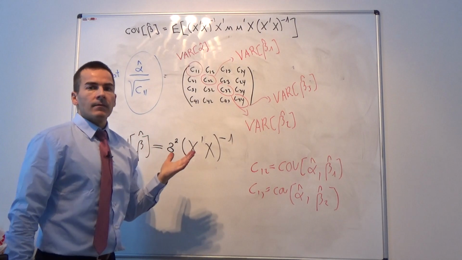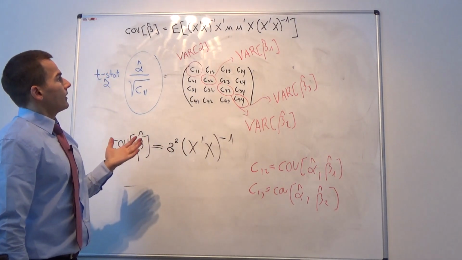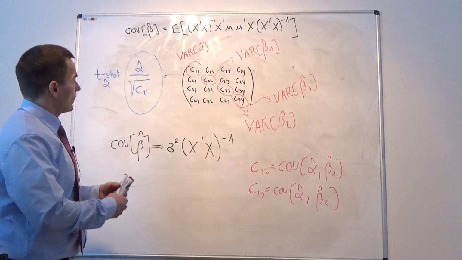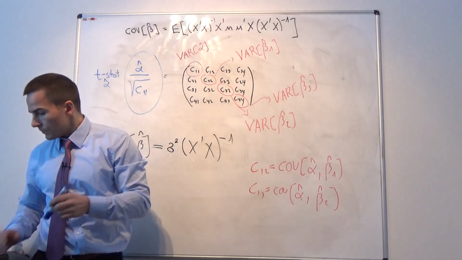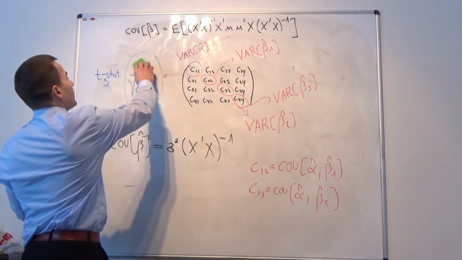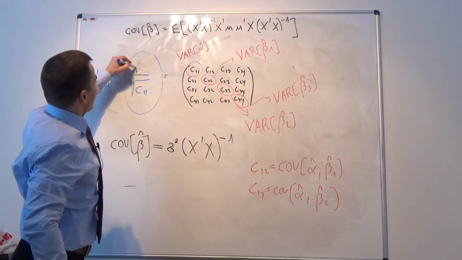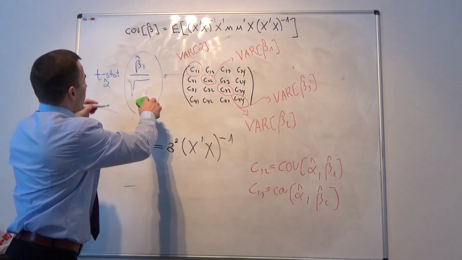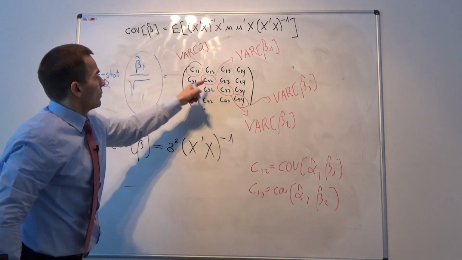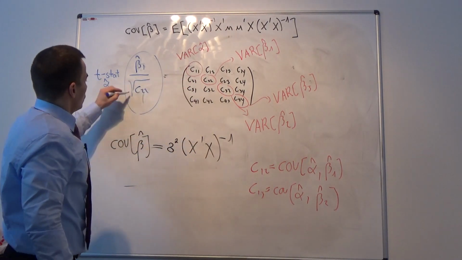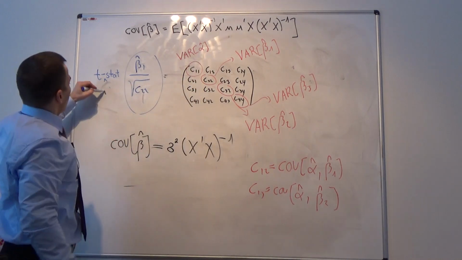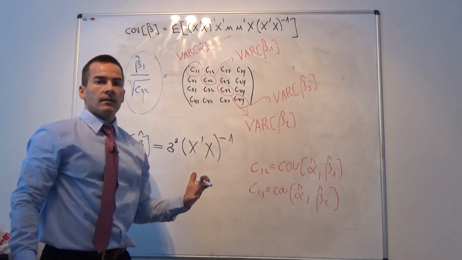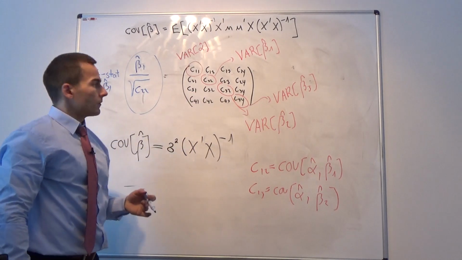So how do we get the t-statistic for the beta 1? It's obviously the same thing. We would go to our point estimator, get the second element from the point estimator beta hat, which is our beta hat 1, and divide it by the square root of the corresponding element on the covariance matrix, which is here the element C22. This is the t-statistic for our beta hat 1. And in the same manner, we would estimate the t-statistics for all of the other point estimators.